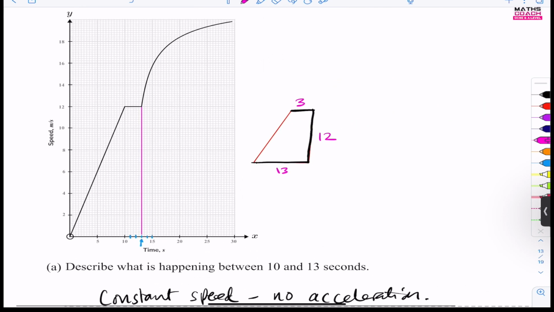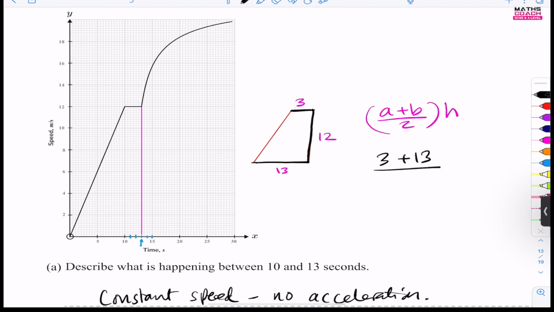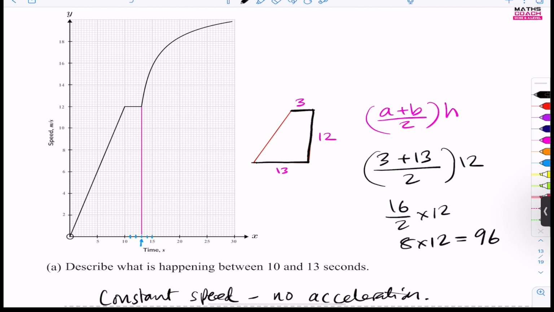And to work out the area of a trapezium, we do (A plus B) divided by 2 times the height. And A is 3 plus 13, divided by 2, times the height, which is 12. We get 3 plus 13 is 16, divided by 2, times 12. So 16 over 2 is 8. So it's 8 times 12, and 8 times 12 is 96. So it's 96 meters. So the distance is 96 meters.